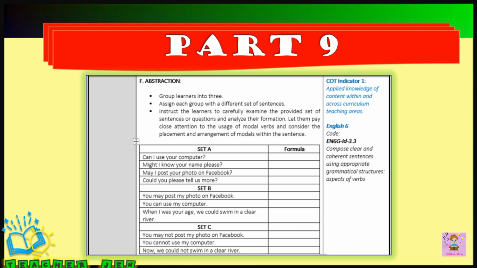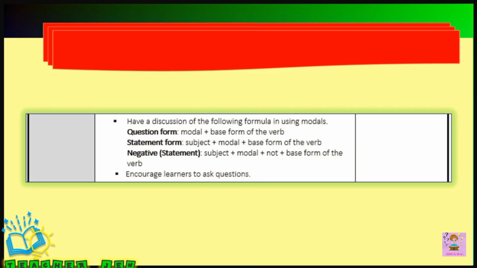Now, with the application of COT Indicator 1, I am able to integrate their previous grade level lesson in English focusing on composing clear and coherent sentences using appropriate grammatical structures, focusing on the aspect of verbs. By integrating the focus on verb usage and grammatical structures from the previous grade level lesson, my learners will not only analyze the formation and usage of modal verbs but also reinforce their understanding of verbs in general. This integration helps learners improve their sentence composition and enhance their language skills holistically.